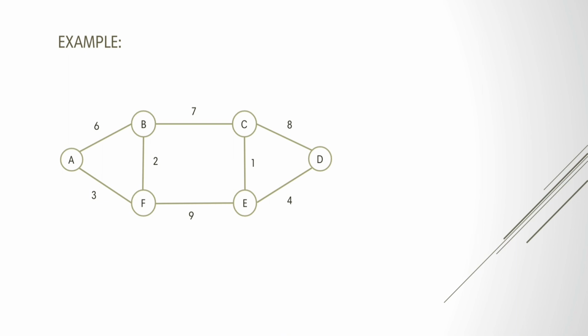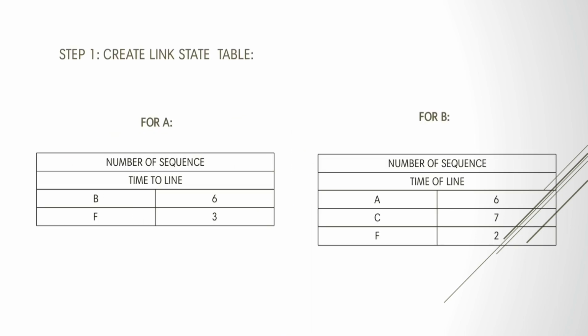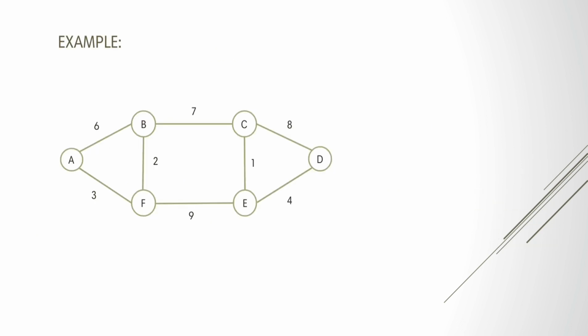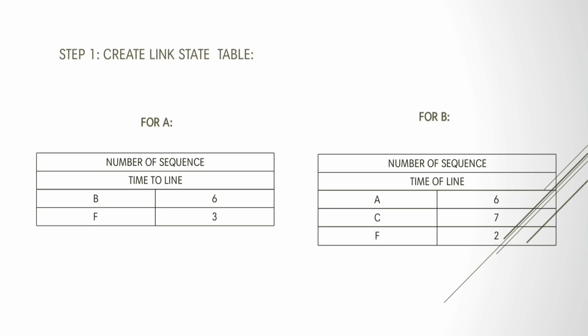Now, we will see an example for link state routing. Here are A, B, C, D, E, F. Let's consider these as nodes. First, we will create a link state table from A, with sequence number and time to live. From A, which are the neighborhood nodes? It's B and F. What is the length from A to B and A to F? It's mentioned in the first table. B is 6, F is 3.